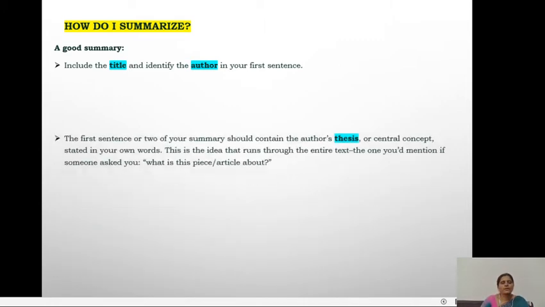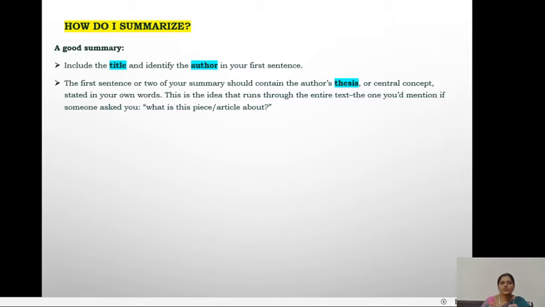Next, the first sentence or two of your summary should contain the author's thesis. That means the main statement. This is the idea that runs through the entire text, the one you would mention if someone asked you what the piece or article is about. Once they read that first sentence itself, they come to know what the article is all about, so you should convey that in your first sentence only.